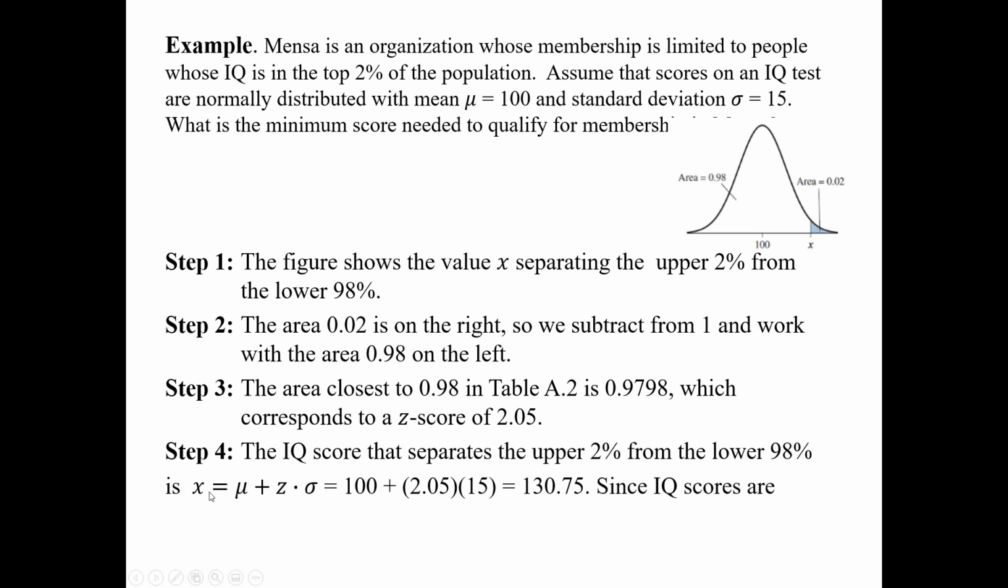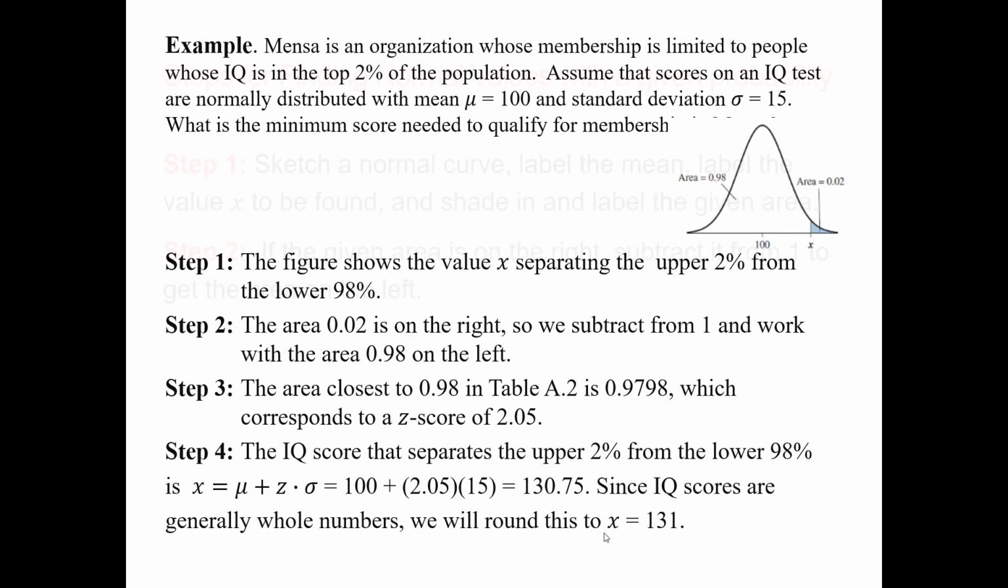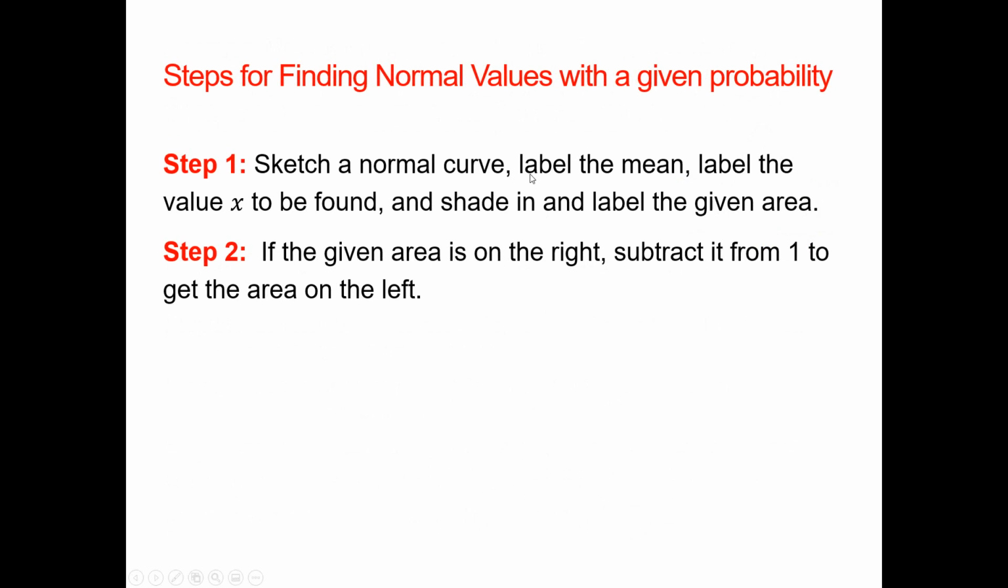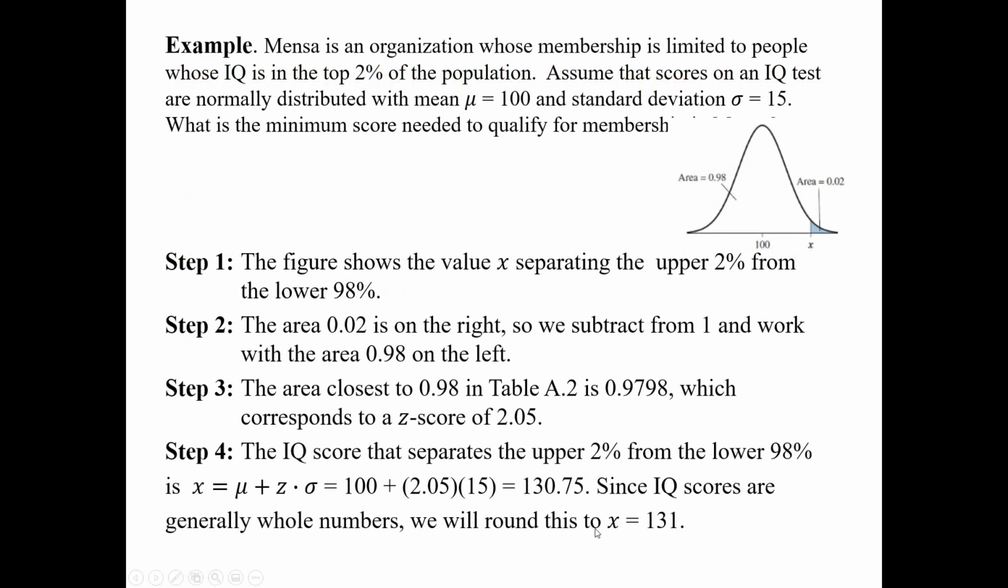And that's this formula, x equals mu plus z times sigma. So our mu of 100 plus our z-score, which we found in the table, 2.05, times the standard deviation of 15, and that equals 130.75. Since IQ scores are generally whole numbers, we'll round this to x equals 131. So we figured that out. The 98th percentile of IQ scores is 131.